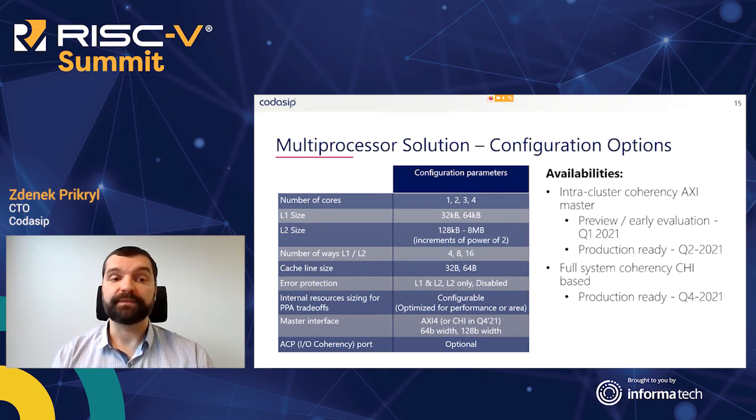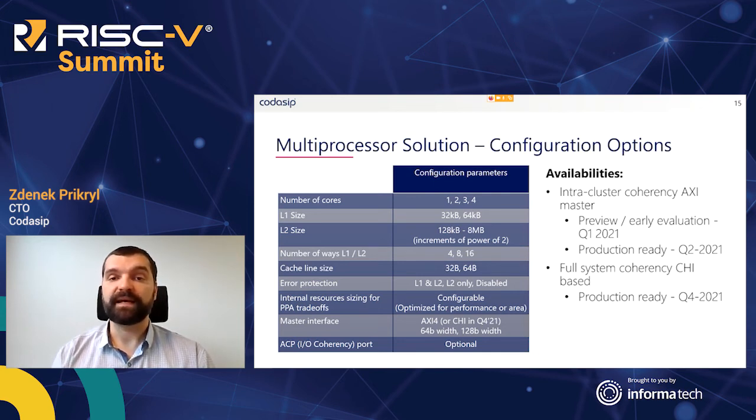You can enable the error detection or protection in L1 and L2, or you can disable that completely if you don't need that. It's similar to the I/O coherency port, so you can enable or disable that depending on your needs. I already touched on the master interface or external interface, so it's AXI, and it's configurable as well in terms of the bit width, so it's either 64-bit or 128-bit. It's going to be followed by CHI at a later stage.